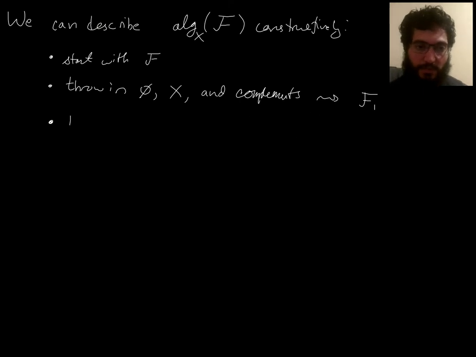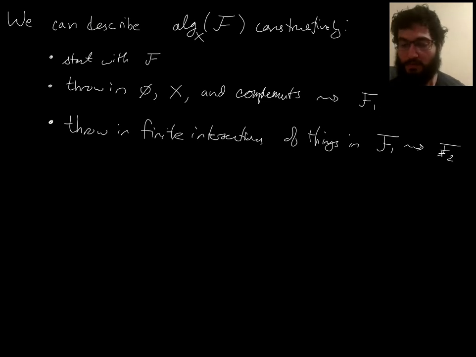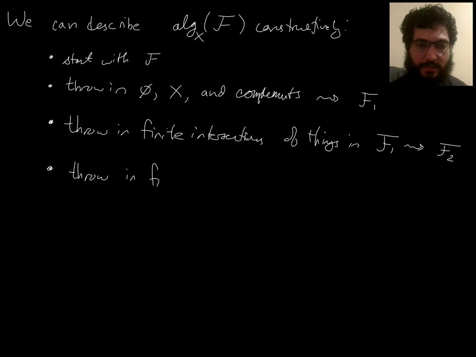So what I'm actually going to do is next throw in finite intersections of things in F1, and that will lead to a set which we can call F2. So F2 is just the set of all finite intersections of things in F1, which includes all the things in F1, since the things in F1 are one-fold intersections of things in F1. Okay, and now it's no longer closed under complements, but let's throw in all the finite unions and we'll be able to show that it is closed under complements. So throw in finite unions of things in F2, which is the set of finite intersections, and that will give us a new set, F3.